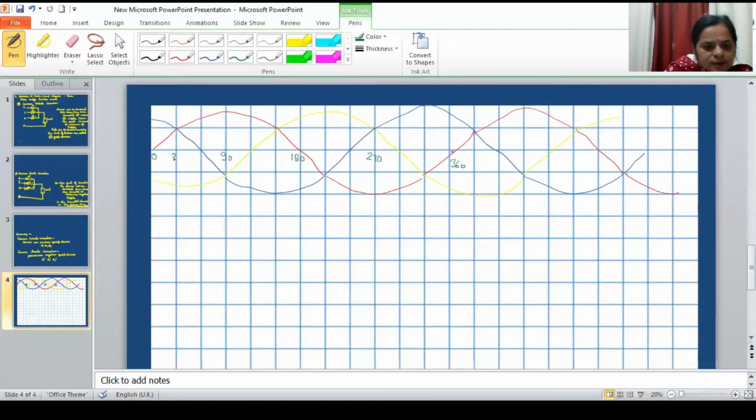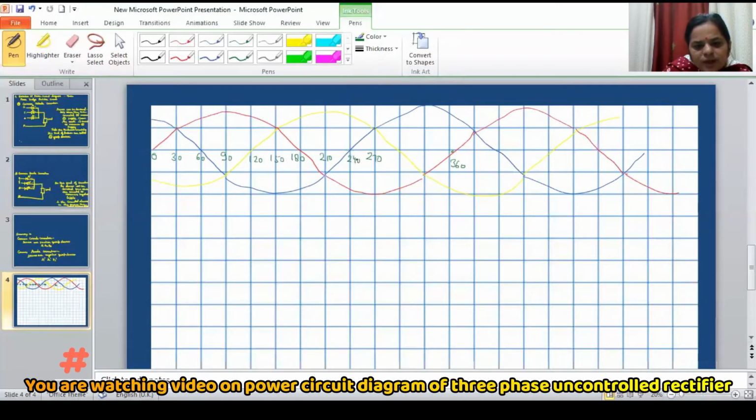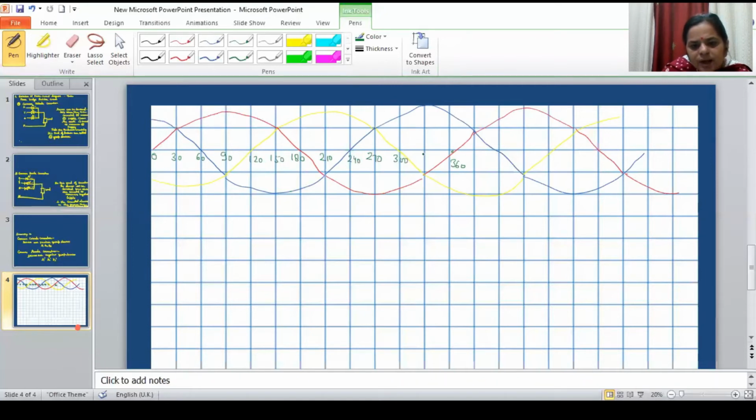Now this is 30, this is 60, this is 120, this is 150, this is 210, this is 240, this is 300, this is 330. So that's the complete cycle, and then it will be 390 and it repeats. Now if you see, this is the R phase, this is the Y phase and this is the blue phase, and this is the center point, the x-axis, and this is your y-axis.